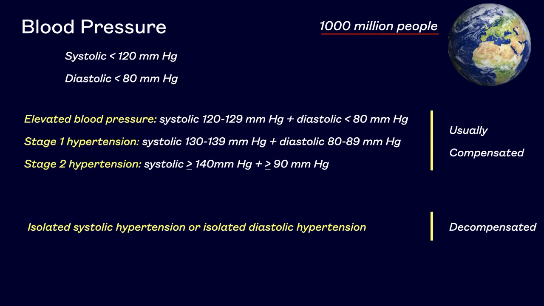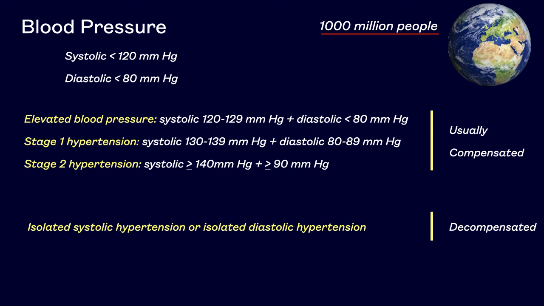Hypertension, or high blood pressure, affects over 1,000 million people around the world, which is 1 billion for some English-speaking countries. Now, normal systolic blood pressure is defined as less than 120 millimeters of mercury, and normal diastolic pressure is less than 80 millimeters of mercury. Elevated blood pressure is when systolic blood pressure is between 120 and 129 millimeters of mercury and less than 80 millimeters of mercury on the diastolic side.